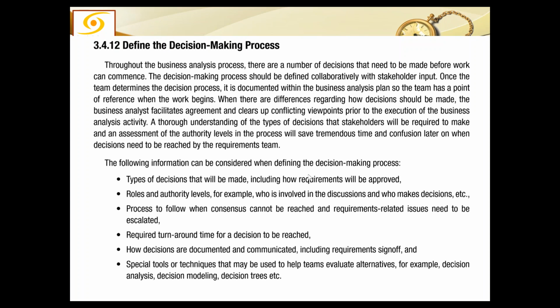The following information can be considered when defining the decision-making process. Type of decision that will be made, including how requirements will be approved. Roles and authority levels. For example, who is involved in the discussion and who makes the decision. Process to follow when consensus cannot be reached and requirement-related issues need to be escalated. Required turnaround time for a decision to be reached. How decisions are documented and communicated, including requirement sign-offs. And any special tools and techniques that may be used to help the team evaluate alternatives. For example, decision analysis, modeling, or decision trees.